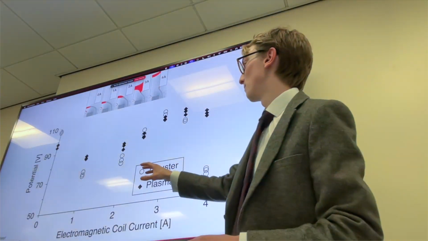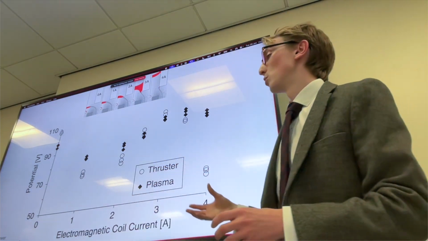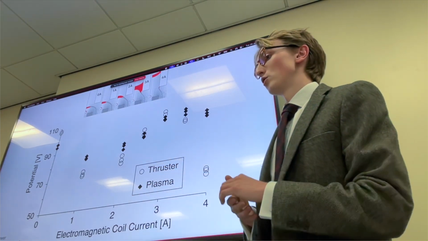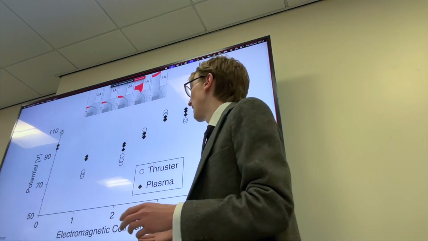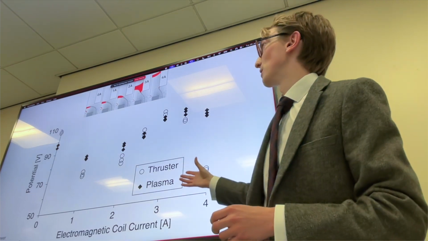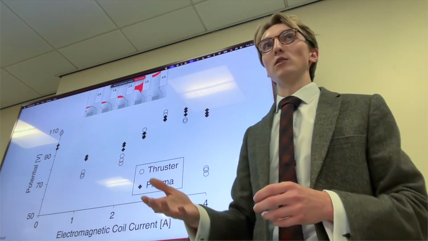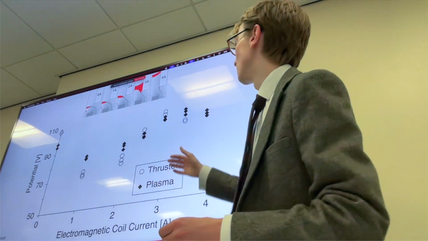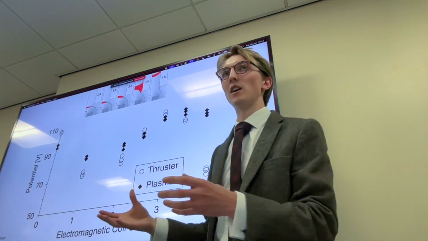I also measured the potential of the thruster and the plasma. This is important because this relates to the acceleration potential of the ions, and the larger the acceleration potential of the ions, the higher the thrust and the higher the exhaust velocity. So here you can see they both peak around 3 amps of current, which means that we're getting, hopefully, faster ions.